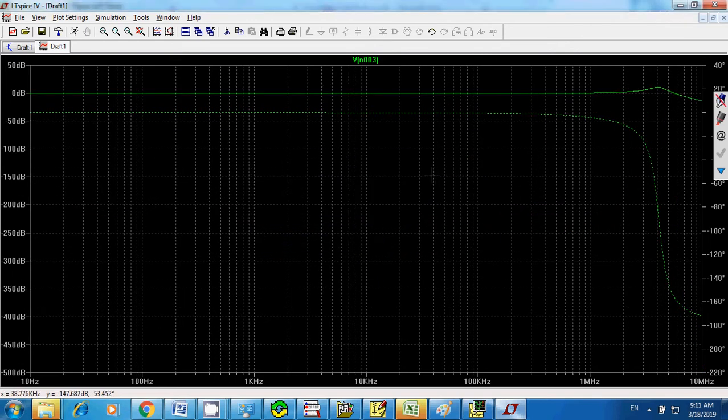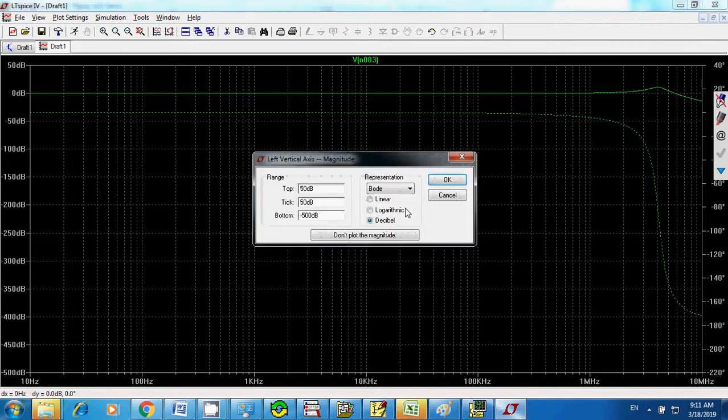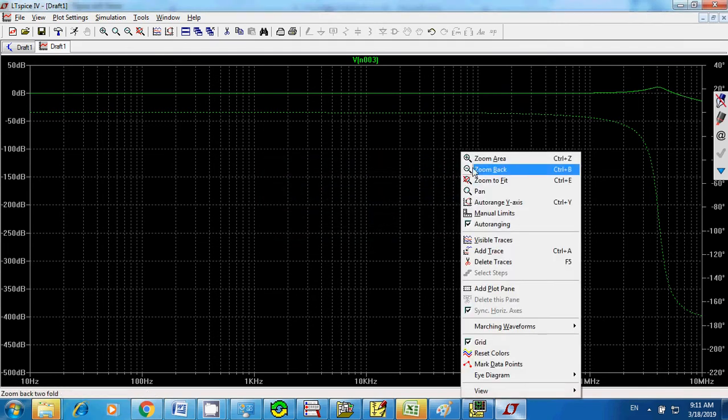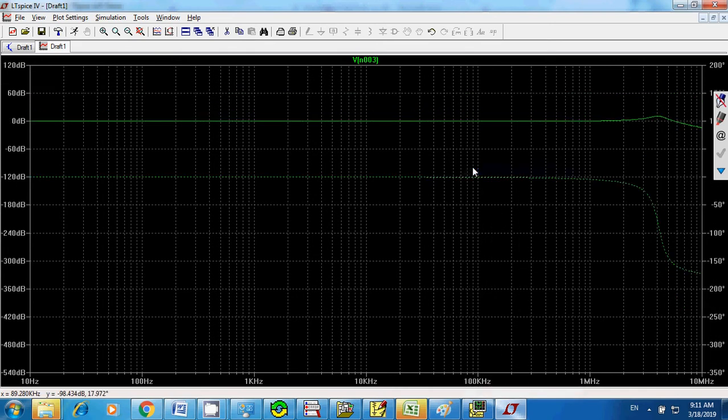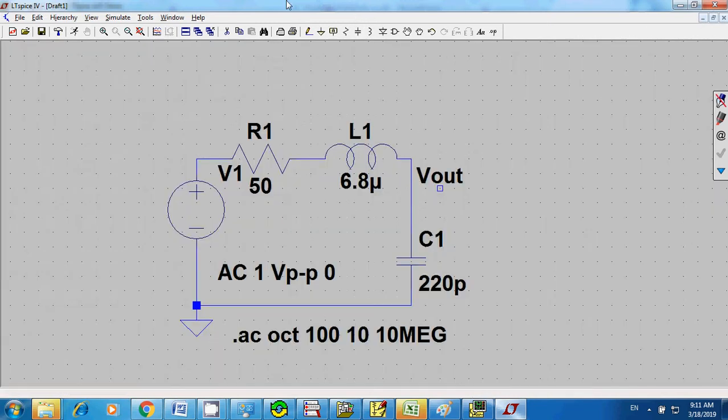Okay. Oops. What did it do? Let's try. Oops. Let's put left. This is decibel. Cancel. And then I'll zoom back. No. Let's start over again. I don't want to waste my time on this one. So okay. Go to the circuit. Go to run.